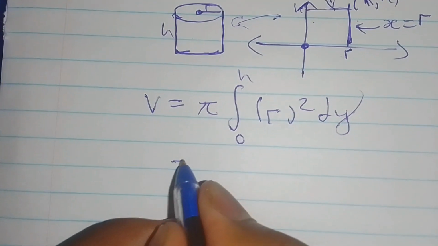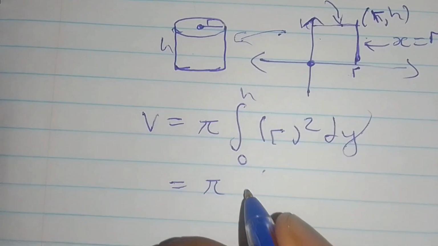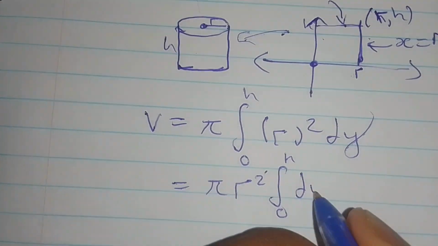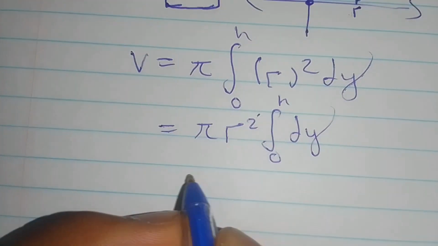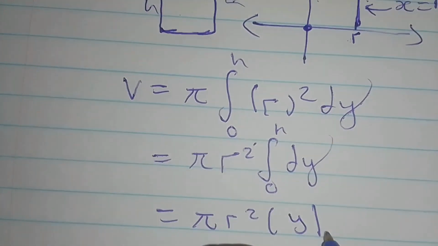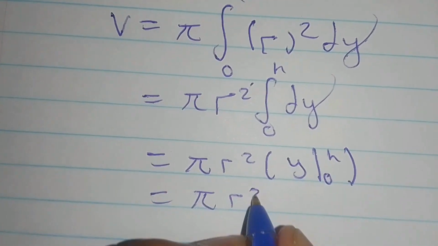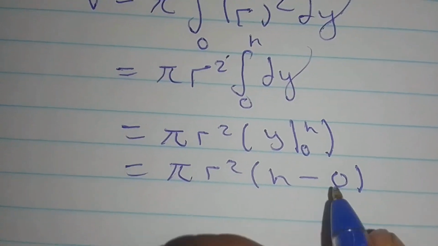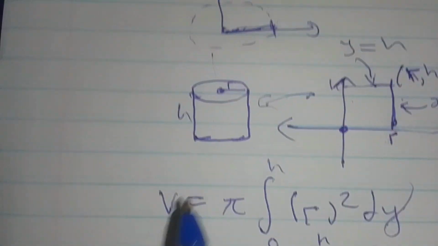And then that means we have pi, and then we have r squared here. r squared is just gonna be constant, so you can take it outside the integral, and then you have the integral from 0 to h of dy. And then the integral of dy we just know is y, and we're evaluating y from 0 to h. And then that means that we're going to have pi r squared times (h minus 0), which is just going to be h here. So that means the volume will just be pi r squared h. So that's the volume of this.